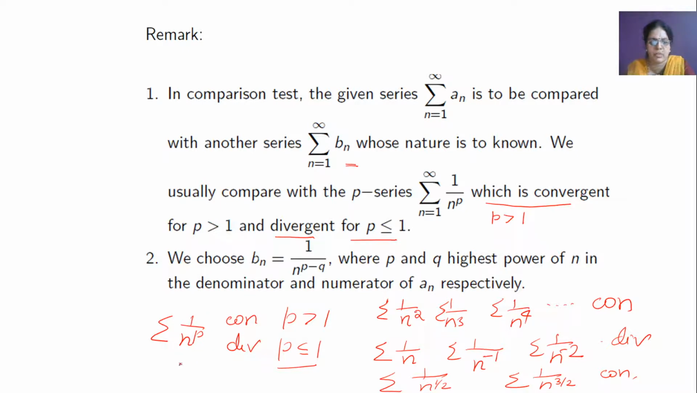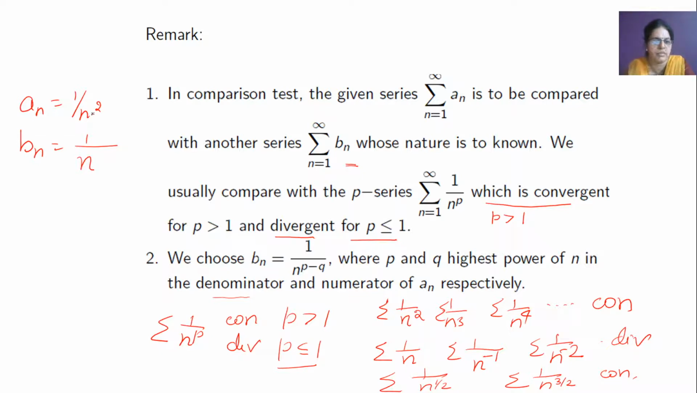p minus q, where p and q are the highest power of n in the denominator and numerator of an respectively. That means if an is 1 by n square, we have to choose bn as 1 by n power 2, since we should know the behavior of this. So you choose bn also.